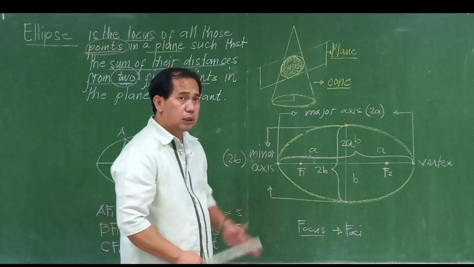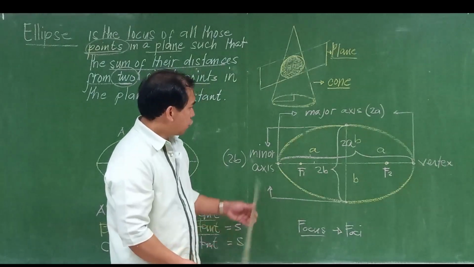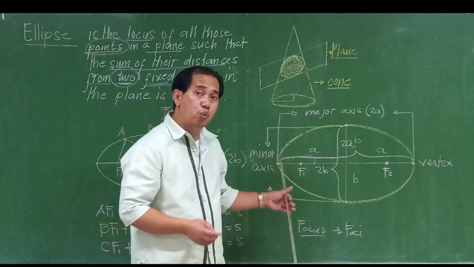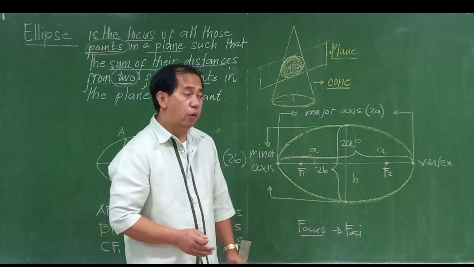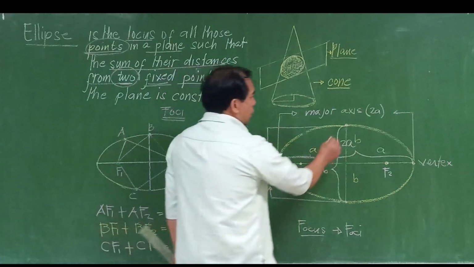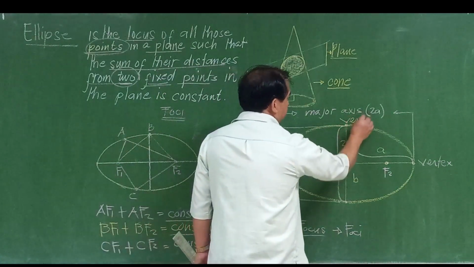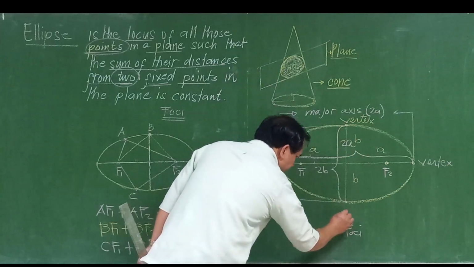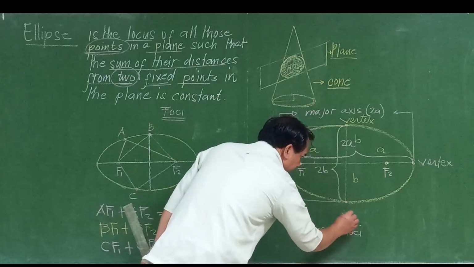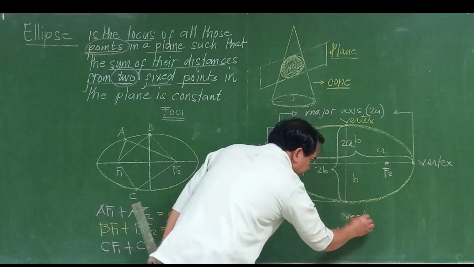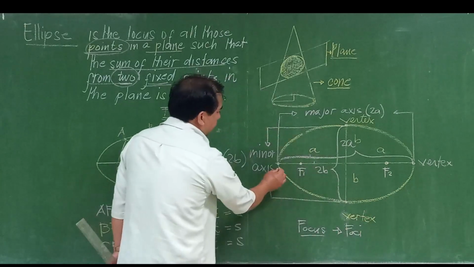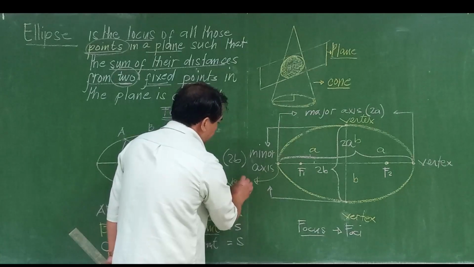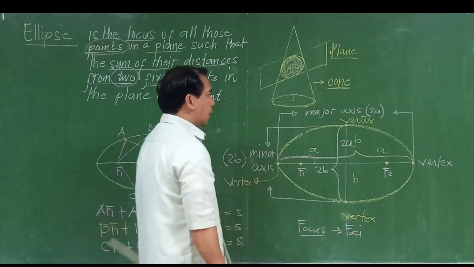Now, another part of the ellipse is the vertices. At least we consider 4 vertices. So this one is a vertex, that is another vertex, this is another vertex, and we have another in here, a vertex.